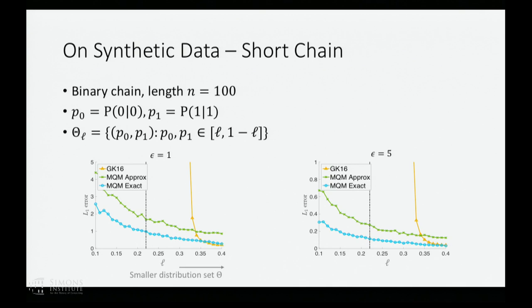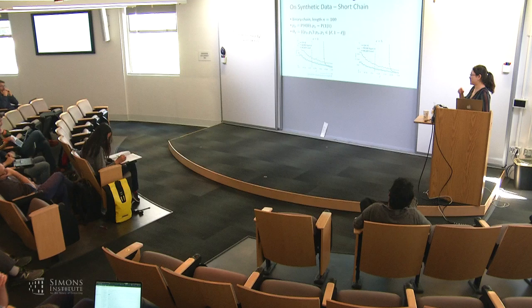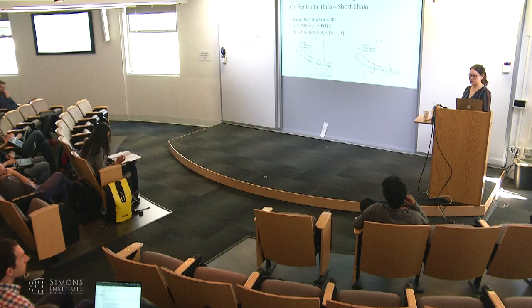And the y-axis is the error on your histogram query. Oh, sorry, I should have mentioned. Because we are doing a binary chain, the histogram is just counting. So we are just reporting the difference between the true count and the estimated count.